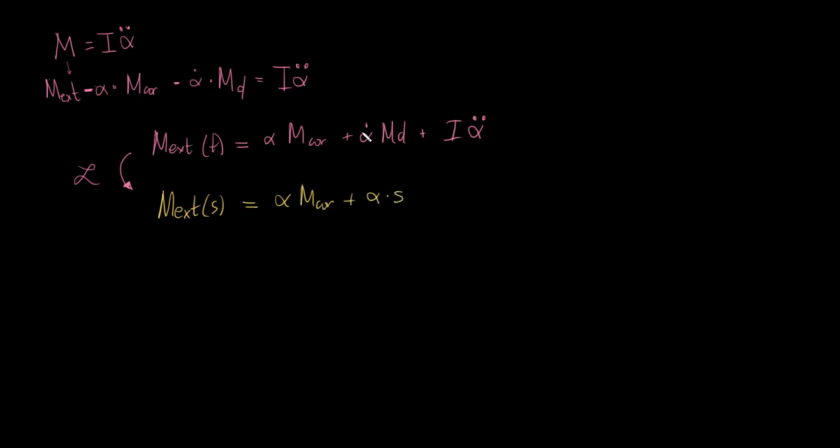Then an s comes out of the derivative, and then an s squared comes out of here. I'm just going to go really quickly through this. You should be familiar with control theory if you want to properly understand this. So yeah, I'm just going to go quickly through this.